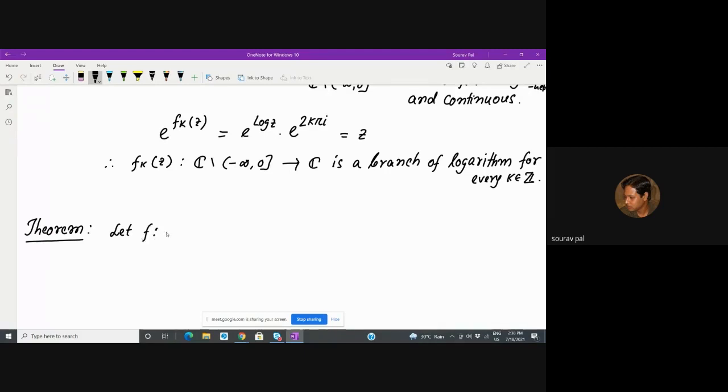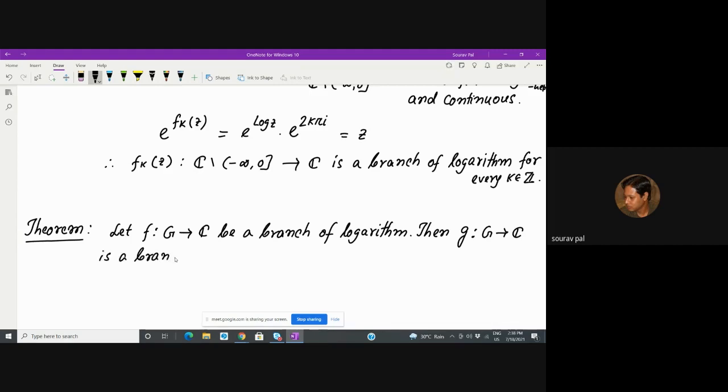Let f from G to C be a branch of logarithm. Then another function g from G to C is a branch of logarithm if and only if g z is equal to f z plus 2k pi i for some integer k.